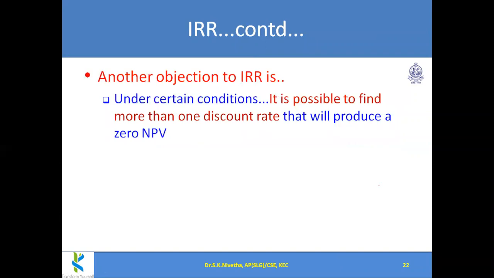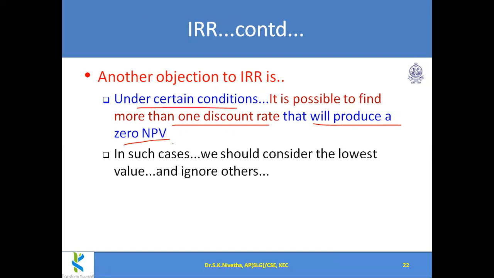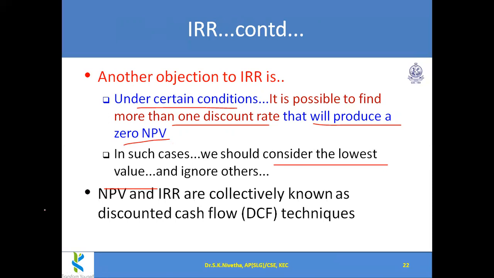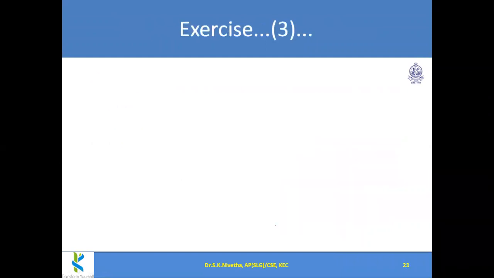Another objection to IRR is that under certain conditions we'll get more than one discount rate that produces 0 NPV. That situation may occur in some cases. In that case, we can consider the lowest value. Like 15% is giving 0, and 16% is also giving 0, so choose the lowest, 15%. So NPV and IRR are collectively used by management gurus to evaluate a particular project. They are called discounted cash flow techniques.